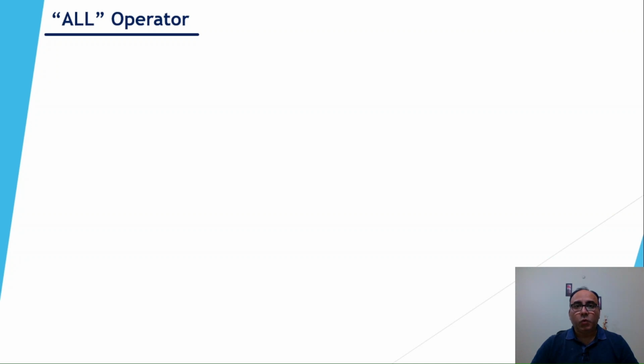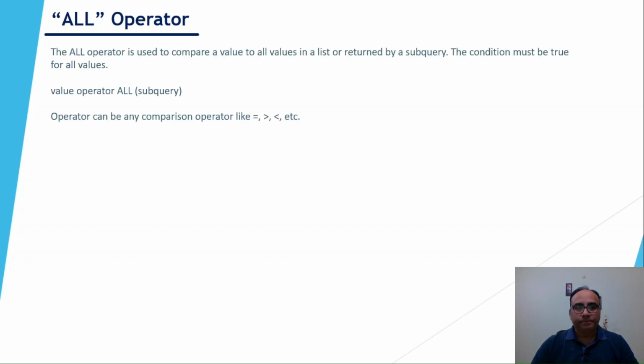Now let's talk about two important operators which are frequently used with subqueries. ALL operator. The ALL operator is basically used to compare a value to all values in a list or returned by a subquery. So here the condition must be true for all values. The syntax for the same is value, operator, ALL, and then subquery. The operator can be any comparison operator like equal, greater than, less than, greater than or equal, less than or equal, etc.